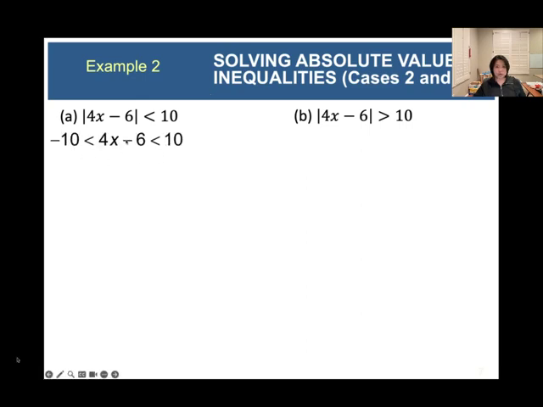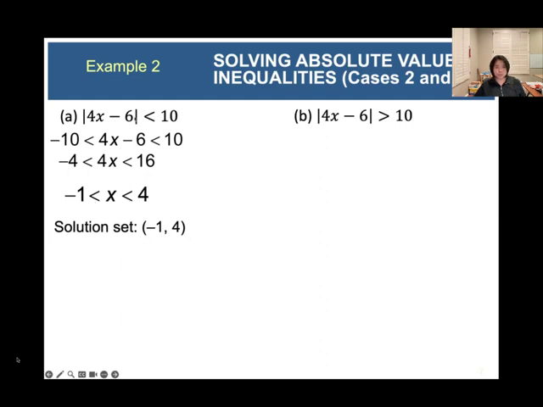And then this is a 3-part inequality. So we're going to add 6 to each part: 6 here, 6 here, and 6 here. So you should get negative 4 strictly less than 4x strictly less than 16. And then divide by 4 on each side. So you're going to get x is in between negative 1 and 4. Okay, so this is going to be my solution set. We're going to use parentheses because there's no equal sign here.